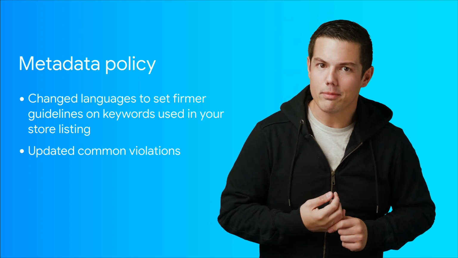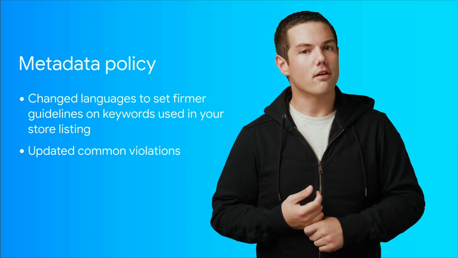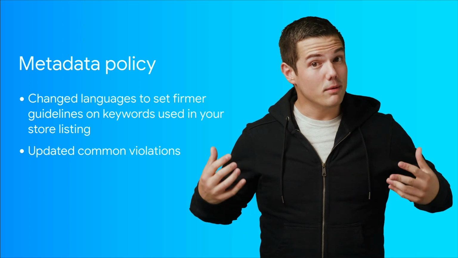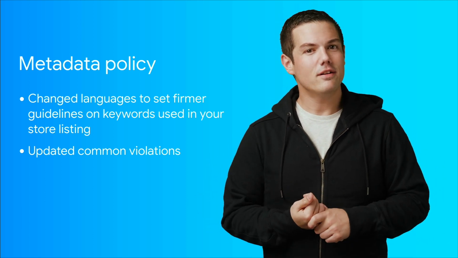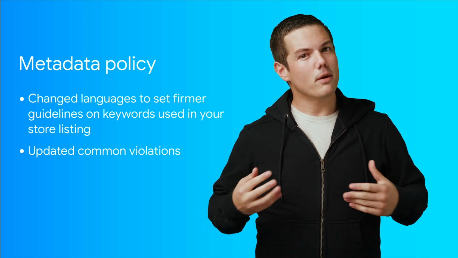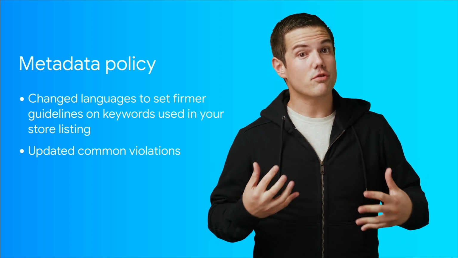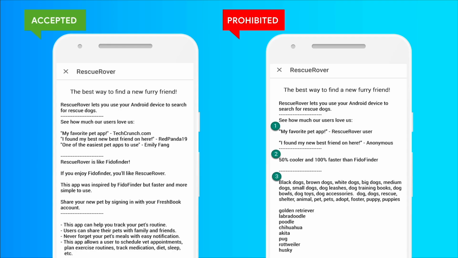We don't allow apps with misleading, improperly formatted, non-descriptive, irrelevant, excessive, or inappropriate metadata, including but not limited to the app's description, developer name, title, icon, screenshots, and promotional images. Developers must provide a clear and well-written description. We also don't allow unattributed or anonymous user testimonials in the description. Let's take a look at what's acceptable and prohibited.